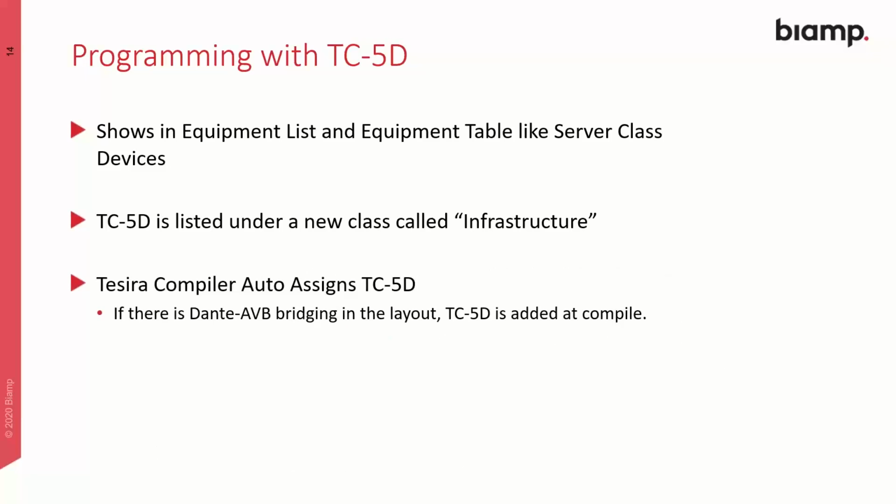The Tesira compiler will auto-assign a TC-5D if it finds Dante AVB bridging in the layout, and it is added at the compile. You can also manually add this to the equipment table and assign blocks and fix them in the unit to force the compiler to do your bidding, essentially to have it compile exactly the way you want. As you'll see when we move through the demo, this is not always necessary.